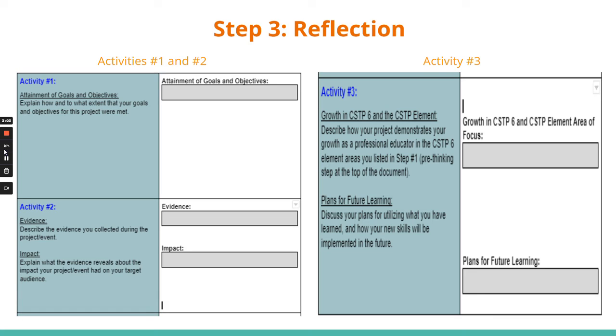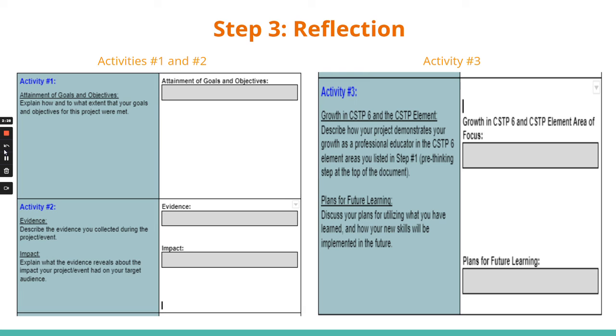And it's also this evidence that you're going to need to save so that you can display it during your induction presentation near the end of the year, as you talk about your project during the Phase 3 period. And then in Activity 3, you will reflect on the extent to which your project helped you meet that CSTP 6 element growth area that you selected.